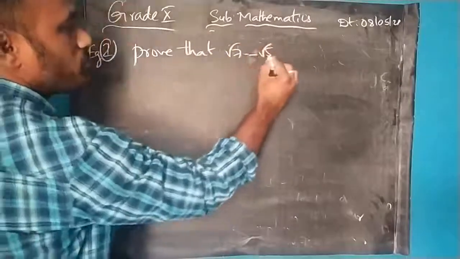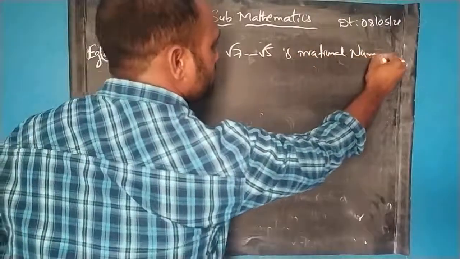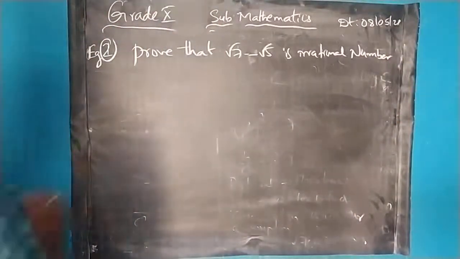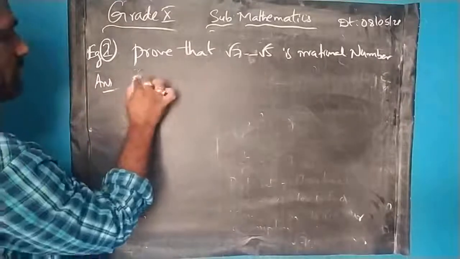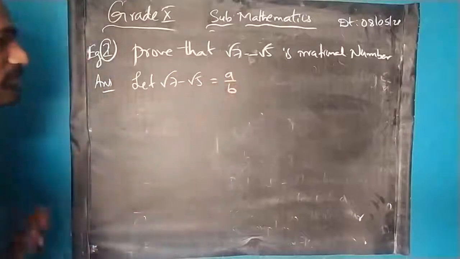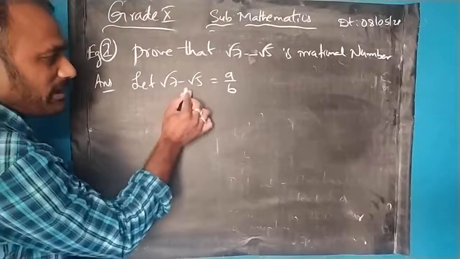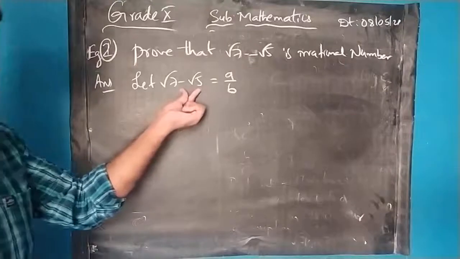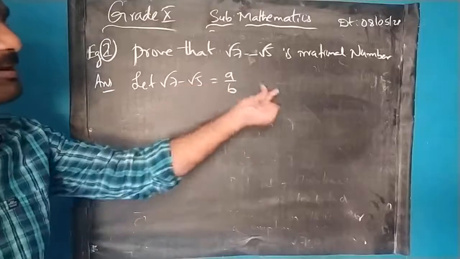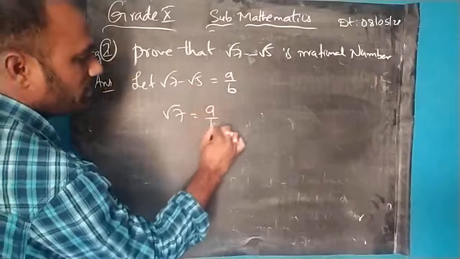Let me take root 7 minus root 5 is a rational number. So while proving this, similar procedure, let root 7 minus root 5 is equal to a by b. Whatever he is asking, a rational number means we will assume it as a by b. So I will transpose the minus root number. Let me transpose first the minus number, always transpose the minus number. So that's a by b plus root 5.